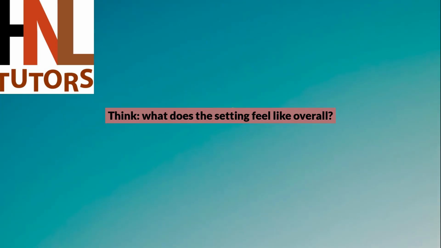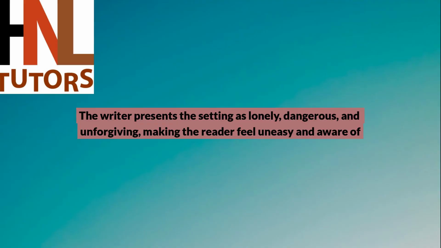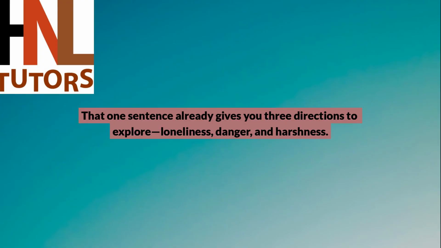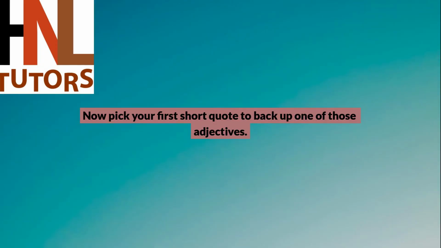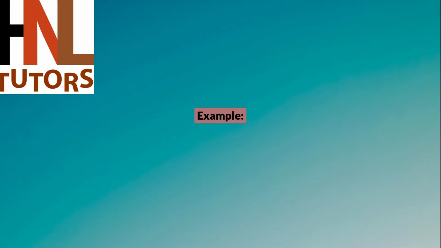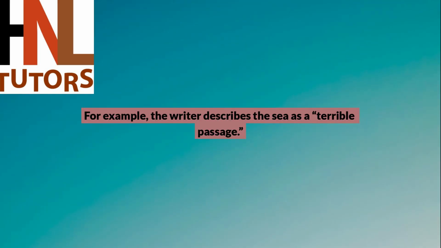Think, what does the setting feel like overall? Example: the writer presents the setting as lonely, dangerous, and unforgiving, making the reader feel uneasy and aware of nature's power. That one sentence already gives you three directions to explore: loneliness, danger, and harshness. Step 2: add evidence. Now pick your first short quote to back up one of those adjectives. For example, the writer describes the sea as a "terrible passage".